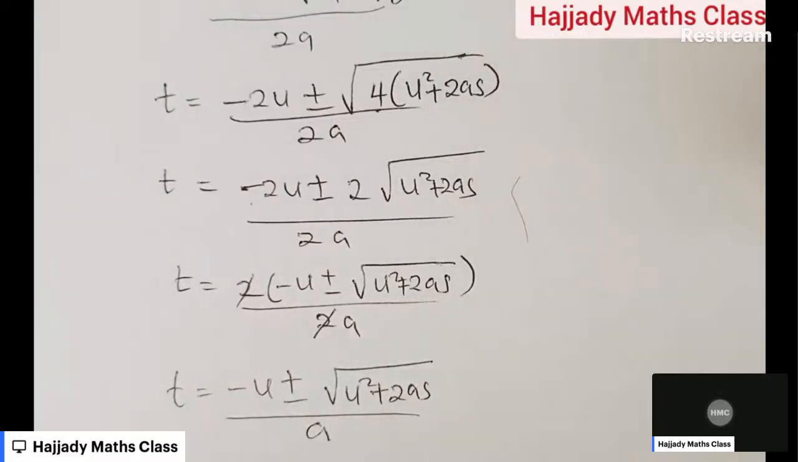So this is what we have when we simplify further using the quadratic formula approach. Making t the subject of the formula, this is what we are going to have. You can see that t is on the left hand side while the other variables are on the right hand side.